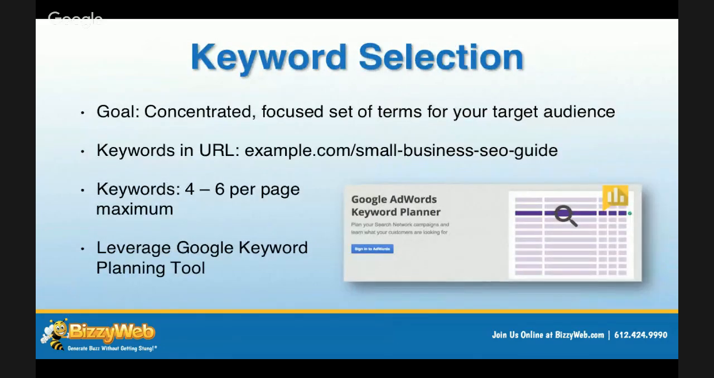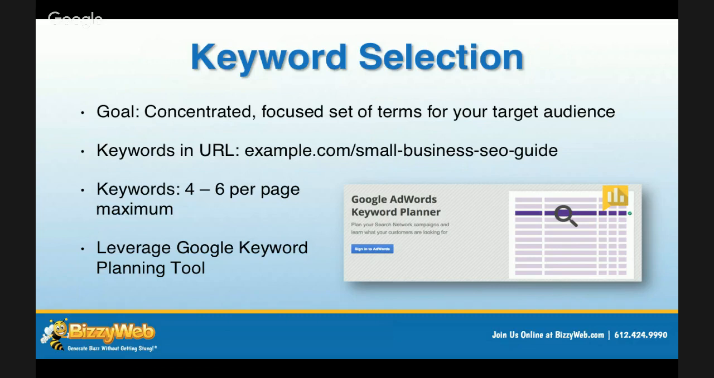As far as keyword selection, your goal is to be concentrated and focus on terms for your target audience. There's a Google AdWords keyword planner, and the best way to get to that is to just Google the Google keyword planning tool, and that's going to tell you the level of competition that you're facing for any given keyword, and it'll also recommend other keywords that might be more effective for you inside of that marketing budget.